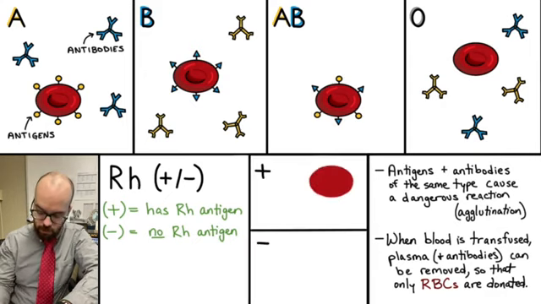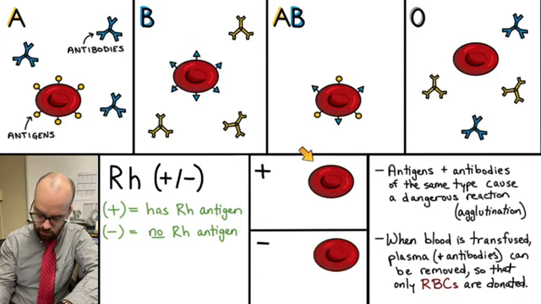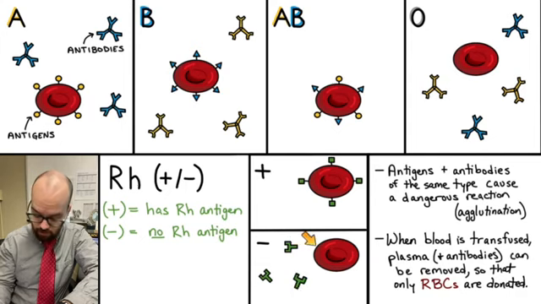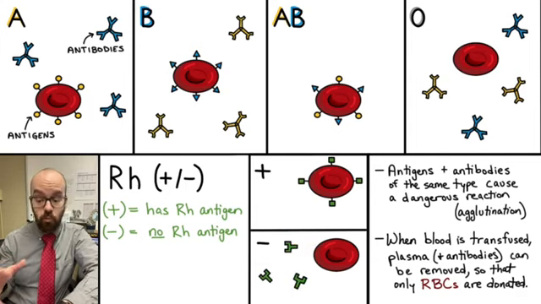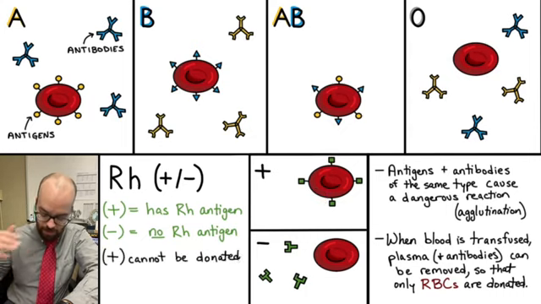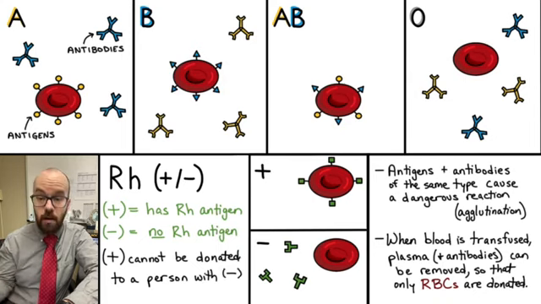So let's take a look here. Here we have positive, which is going to have some antigens present on it. We see those right here. I draw those as green squares just to be a different color and a different shape. And then somebody who's RH negative won't have those RH antigens, but they're going to have RH antibodies present. So what's the rule here? Well, we couldn't give positive blood cells to somebody with negative blood because the antibodies in the negative blood would react with the antigens on the positive blood cells. So a rule here is that positive cannot be donated to a person with negative blood type.